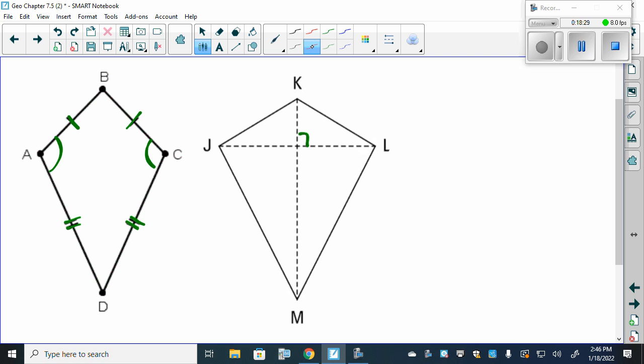It does work out that the diagonal between the congruent sides will bisect it, so those angles will be the same. It'll also work out that these two angles are going to be the exact same. And we also have that these two segments that meet in the middle are going to be the exact same length. And that's about it. Are there any questions on any of this here?